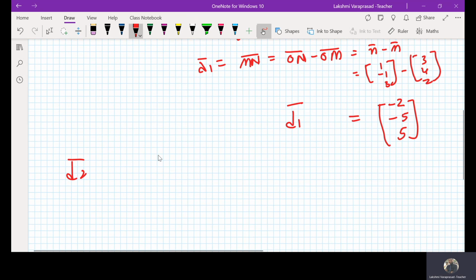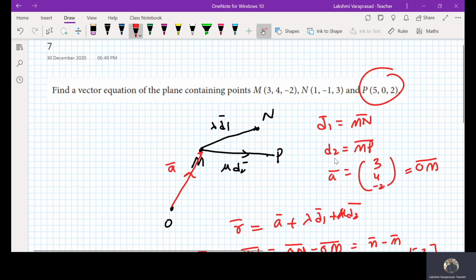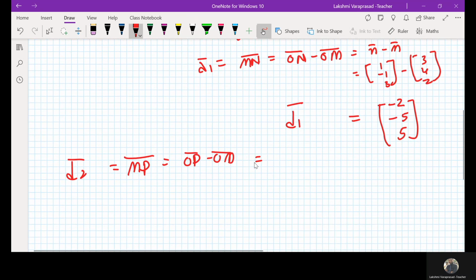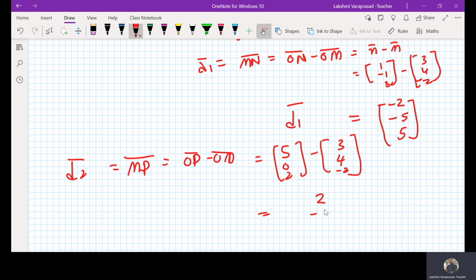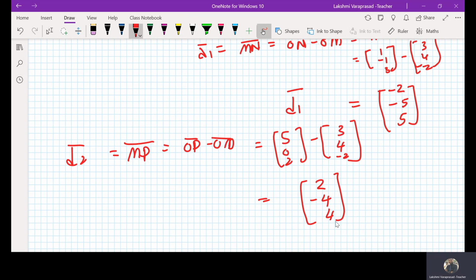Now D2 bar. D2 bar is equal to MP bar, that is OP bar minus OM bar. What is OP bar? OP bar is equal to 5, 0, 2. And M bar, we know it, 3, 4, minus 2. So this is nothing but 2, minus 4, and 4. Yes, we have D1 bar, we have D2 bar.